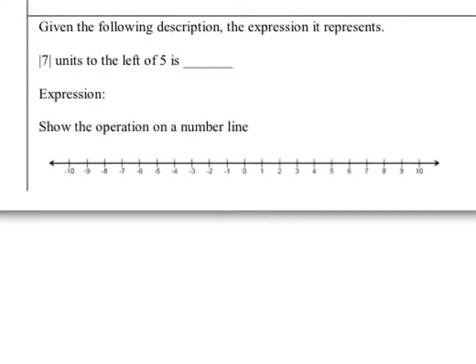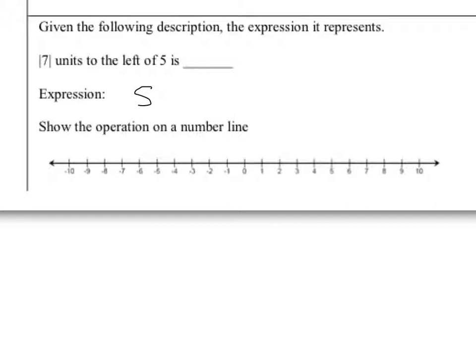We'll do one last one. This is one where we start with the verbal description and then we move straight to the expression. So looking at the verbal description, it says 7 units to the left of 5. So again, looking at the description, where are we starting? Leah B, where are we starting? At 5.